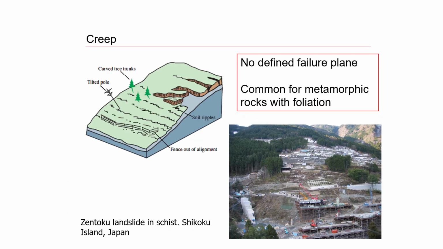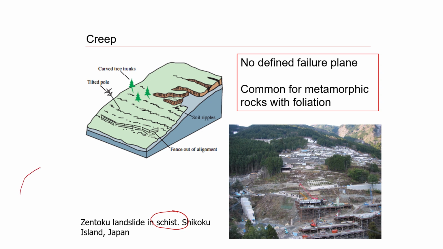And finally, let's talk about creep. This is also very common in rock mass. It's also common in metamorphic rock mass, like, for example, schist. So, what are the common features of this type of failure? First of all, there is no defined failure plane.